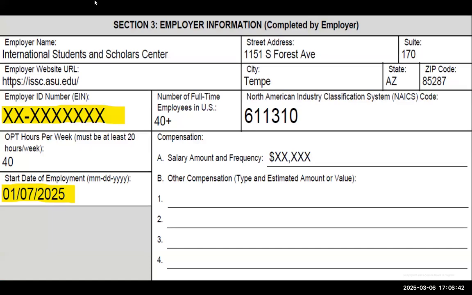Now, here's the properly filled out version of section 3. As you can see, I highlighted the two sections where you'll find those errors. For start date of employment, if you refer back to section 1, the start date matches what I had in there as my start date of employment, January 7th, 2025. And the EIN number is listed here, but again, it's blocked out because this is a hypothetical example scenario, not ASU's actual EIN number.